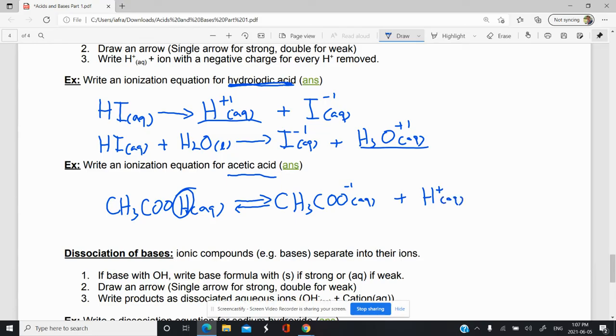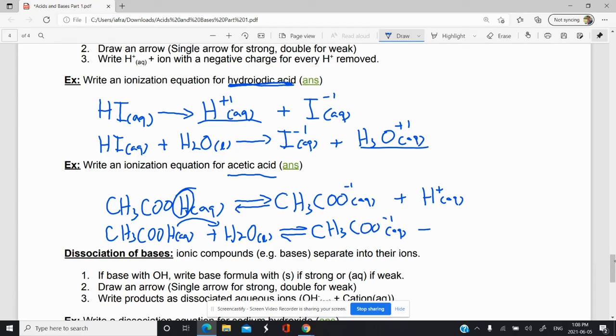So if you want to write this in the more accurate, longer method, which is not necessary, but if you want to do that, you could do CH3COOH AQ plus H2O liquid. We would make our double arrow still. This is the acid, so it would give away its H to the H2O. I just showed that arrow there to indicate that you wouldn't actually have to put the arrow there. So we'd still get the CH3COO minus AQ, but we'd write the H plus as H3O plus AQ.